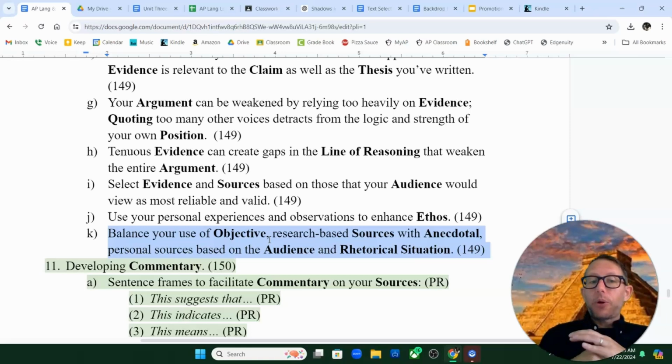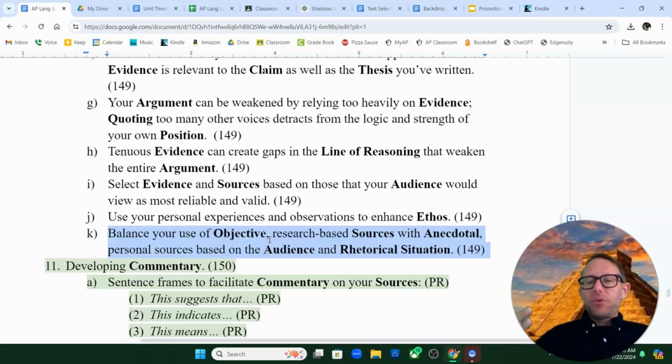And lastly, we have here for our evidence, make sure that you're balancing your use of objective research-based sources with anecdotal personal sources based on the audience and rhetorical situation. So again, this is still at the end of the day rhetoric. And if you think about everything we've talked about regarding rhetoric, we talked about the fact that there's a full range of tricks that you've got up your sleeve. And that means that you've got the 3 appeals, okay? You've got logos, pathos, and ethos. You've got those, I don't even know what the number was, 7, 8 different types of evidence at your disposal.